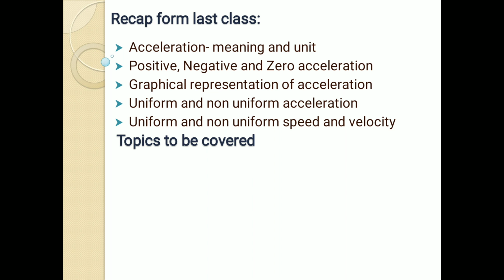Okay, the next one is uniform and non-uniform speed and velocity. Uniform speed means equal change in distance in equal intervals of time. Non-uniform speed means unequal change in distance in equal intervals of time. And the same for velocity, instead of distance you say displacement. Okay, I hope you understood what we did last class.